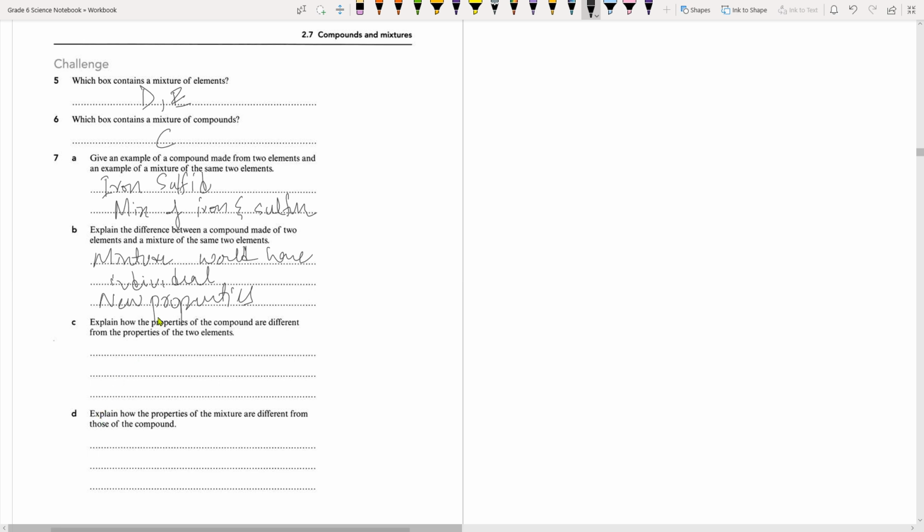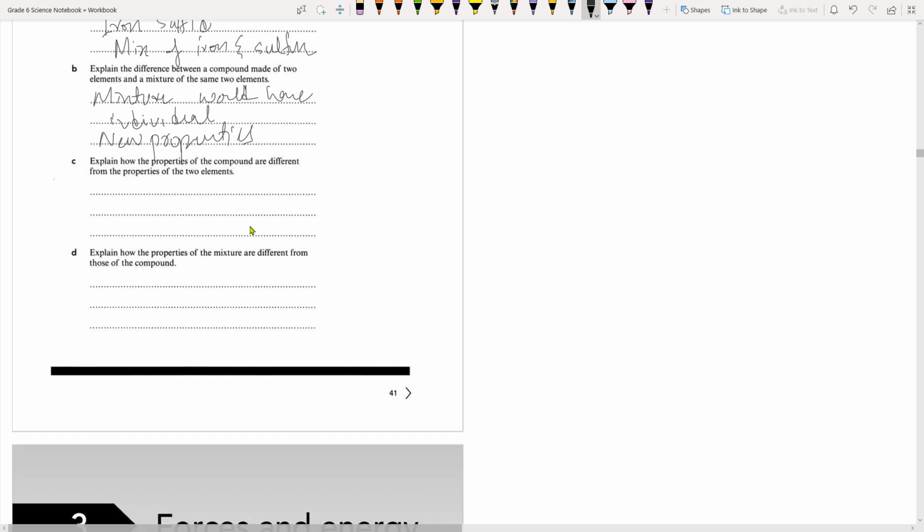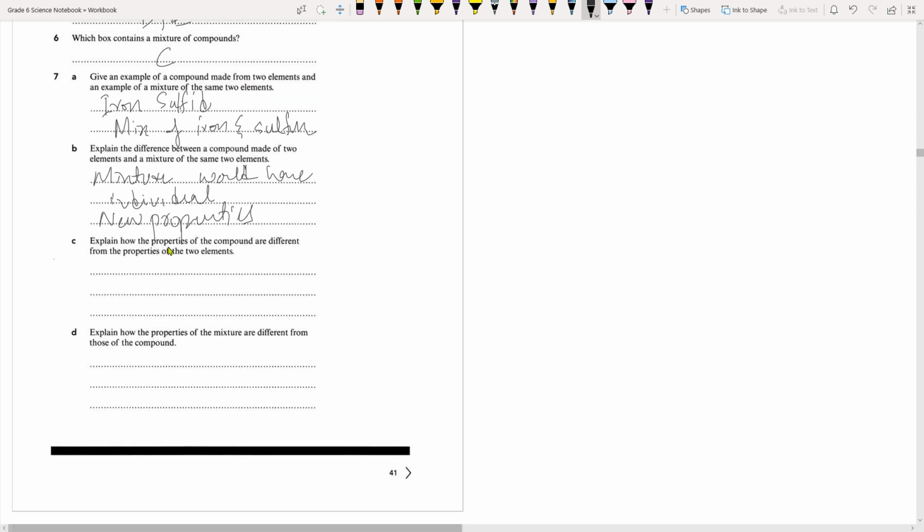Explain how the properties of a compound are different from the properties of the two elements. Because they combine together, their chemical behavior changes. Whenever a reaction takes place, the chemical behavior changes. Explain how the properties of a mixture are different from those of a compound. The mixture will have the individual properties of the elements while the compound will not.